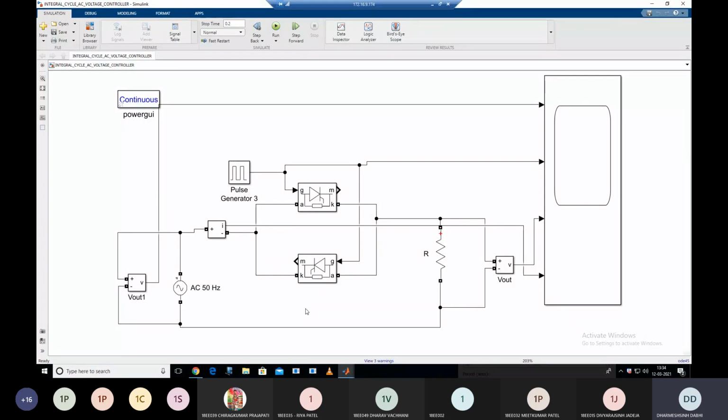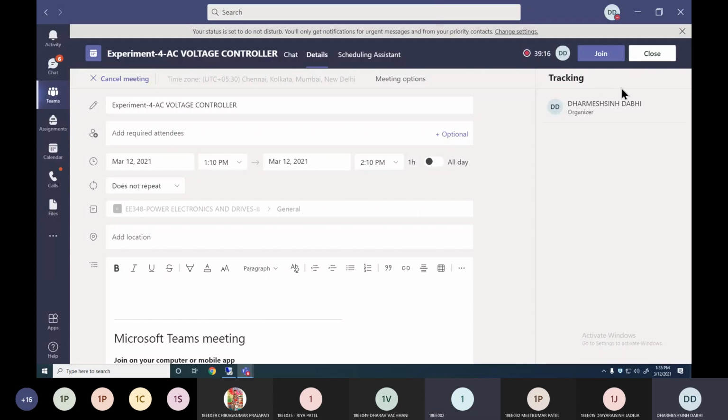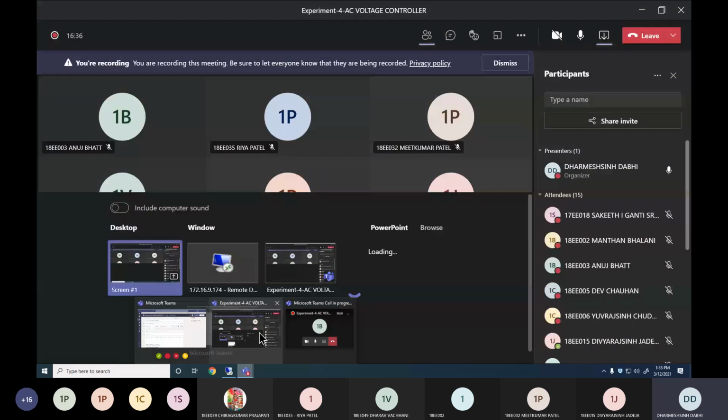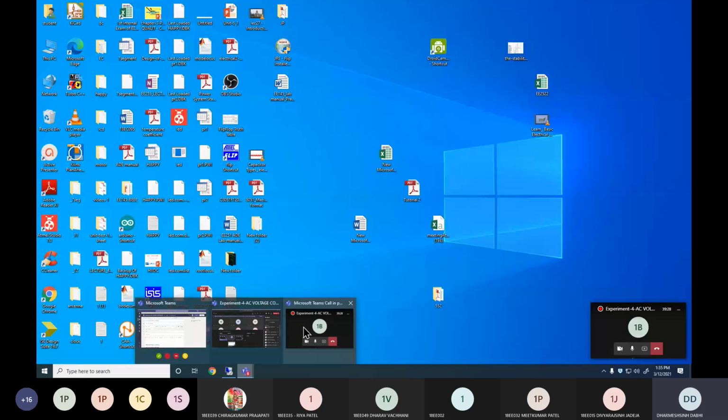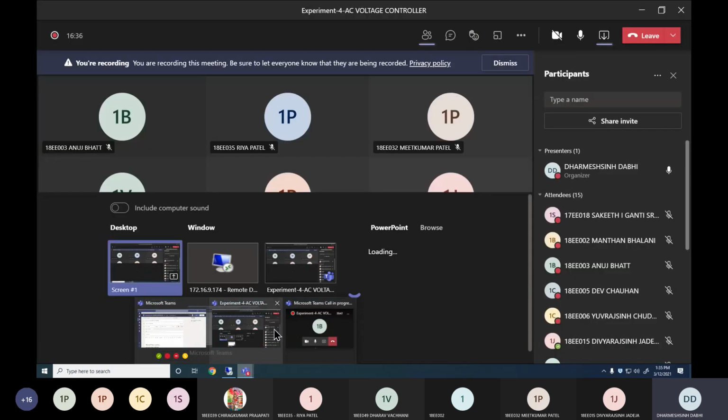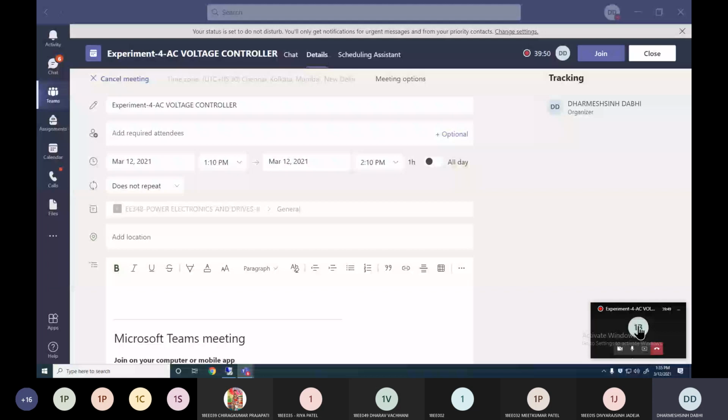Is there any doubt to anyone? No, sir. Okay. So now you can leave this meeting, and within a week, you submit the simulation of this AC voltage controller. I will share one assignment related to this experiment number 4. So upload your MATLAB simulation in that. In the next lab session, we will study the next topic related to the sequential voltage controller simulation. We will first study the theory in the next lecture, and after that we will simulate it. Okay. So all of you can now leave this meeting if you have no doubt.